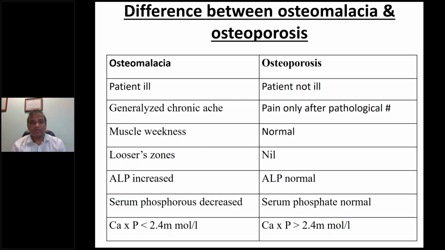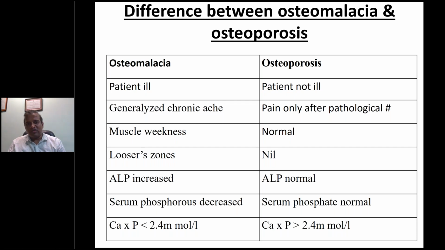Osteomalacia has Looser zones, and osteoporosis doesn't have Looser zones. Alkaline phosphatase is increased in osteomalacia, whereas it is normal in osteoporosis. Serum phosphorus is reduced in osteomalacia, whereas it is normal in osteoporosis. And the calcium to phosphate ratio is also used for diagnosis. It is less than 2.4 millimoles in osteomalacia and more than 2.4 millimoles in osteoporosis.